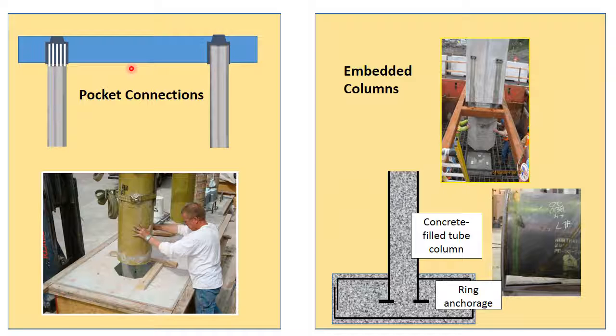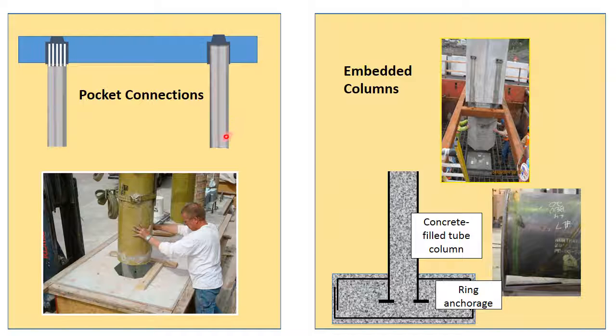Pocket connections. Here you see an example of pocket connections for cap beams. On the left, you see a column with the protruded reinforcing bar from the column that are inserted into a pocket that is left in the precast cap beam. The space is then filled with concrete.